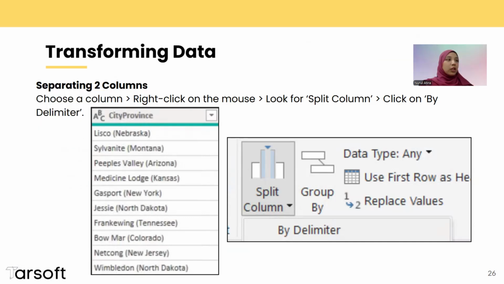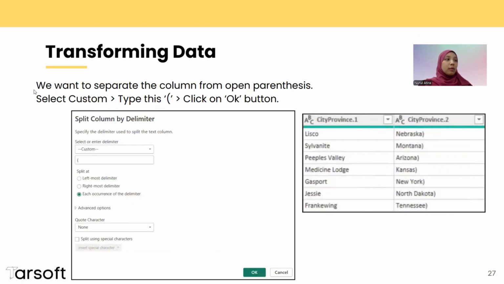Now we have separating two columns. So choose a column, in this case the city and province column, and then right click on the mouse or look for split column. And then click on by delimiter. We want to separate the column at the open parenthesis. So you can select custom here, type the bracket, and then click OK. It's going to split the column using the parentheses. So here we have only the city, and then we have only the province.